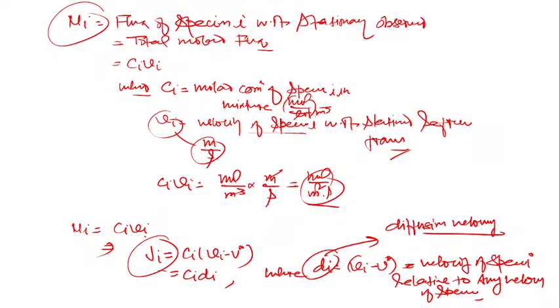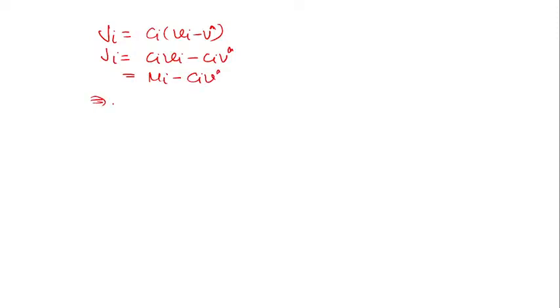So, my dear students, the two definitions I have taken. Let's say Ji equals Ci into (Vi minus V star). If you open this, Ci into Vi minus Ci into V star, and Ci into Vi is Ni, minus Ci into V star. This implies Ni is equal to Ji plus Ci into V star. Yes or no? That's why it is called total molar flux of species, because it involves the sum of two terms.